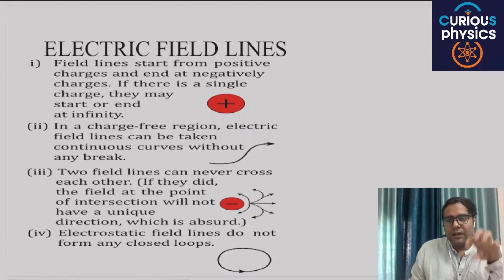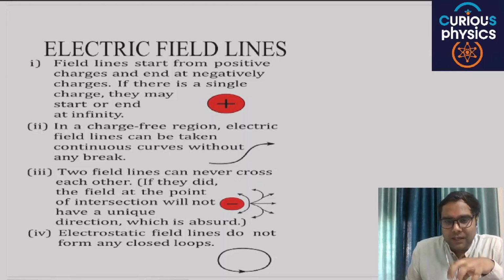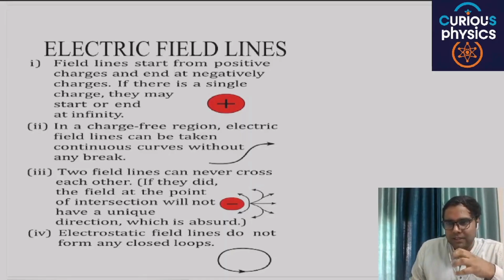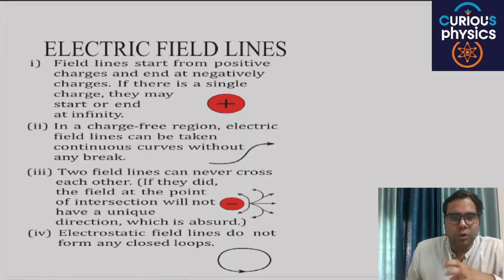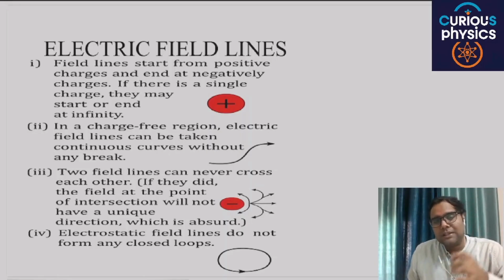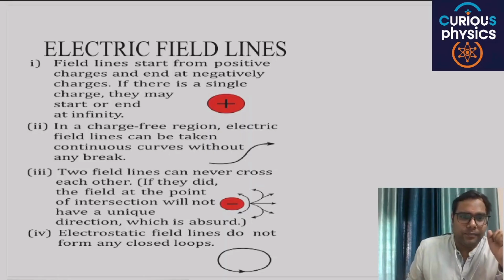If you have understood the concept of electric field, then how to construct the electric field at a particular point? If you want to show the electric field at a particular point, you can use the concept of electric field lines. Field lines start from positive charges and end at negative charges. If there is a single charge, they may start or end at infinity.